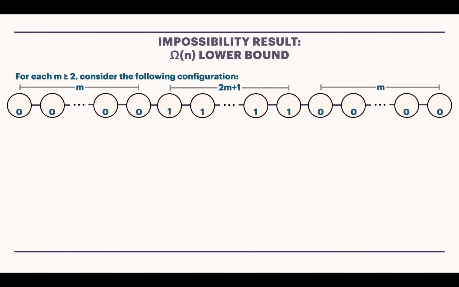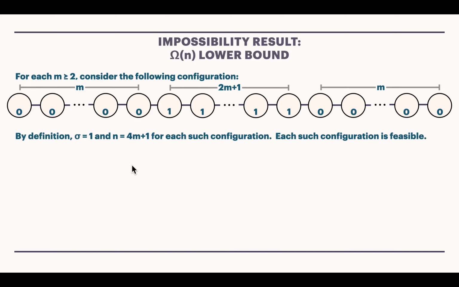Now the configurations are going to be a bit more complicated. For every m greater than or equal to 2, we're going to construct a path as follows. We're going to put m nodes on the left end, all with tag 0, m nodes on the right end, all with tag 0, and then a segment in the middle of 2m plus 1 nodes, all of them having tag equal to 1. By definition, the span is equal to 1, and the size of the network is 4m plus 1. Perhaps what's more difficult to verify is that every configuration of this form is feasible.